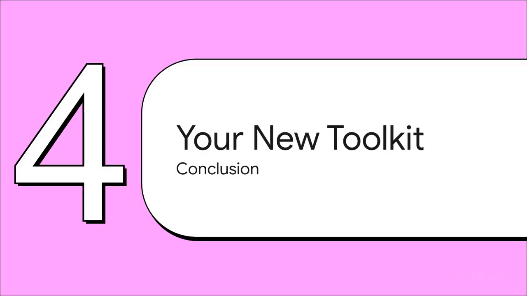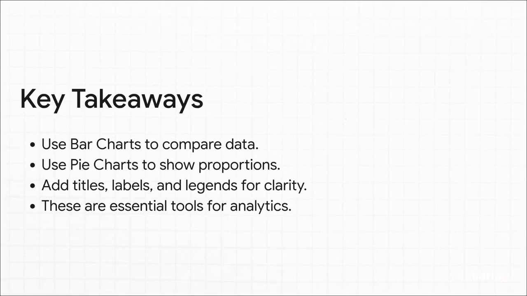So let's just take a quick step back and look at the powerful new toolkit you've just built for yourself. I mean, think about it. In just a few minutes, you've gone from staring at raw data to actually creating clear, polished, and professional-looking visualizations. So let's recap the big takeaways, right? You now know how to use bar charts to compare things and pie charts to show proportions. But crucially, you also know how to add titles, labels, and legends to make them super clear and professional.